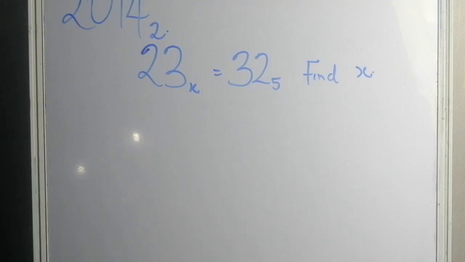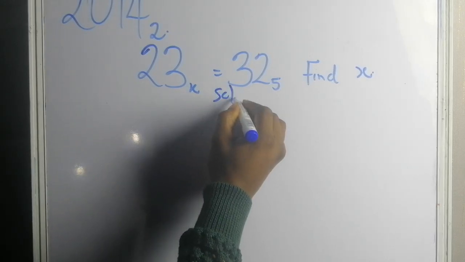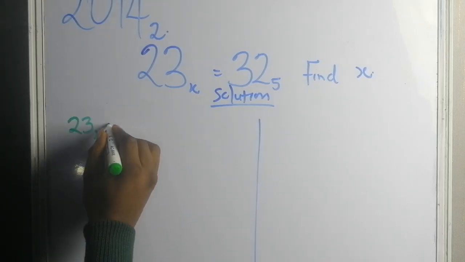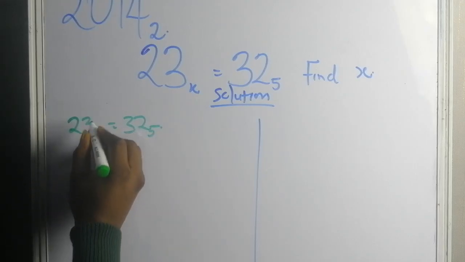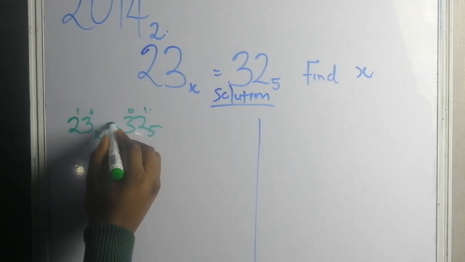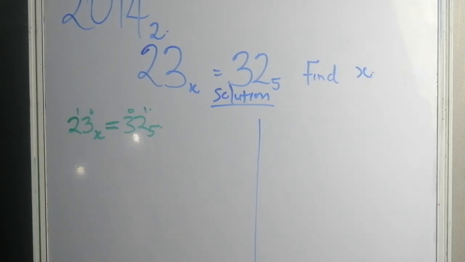We need to put our place values so that we can convert the right hand side and the left hand side to base 10. So we have a solution here. Let me divide this into two. We have 23 base x and 32 base 5, with place values 0 1 0 1. There is no point here, it's just numbers, 23 and 32. So you still maintain the same place values of 0 1 0 1.